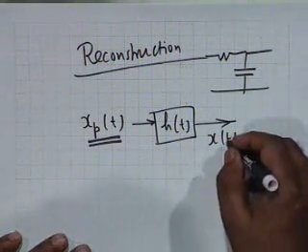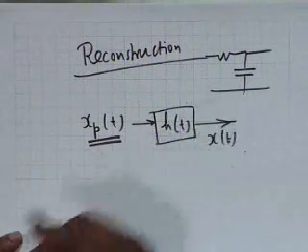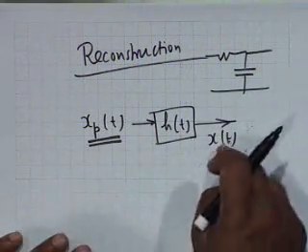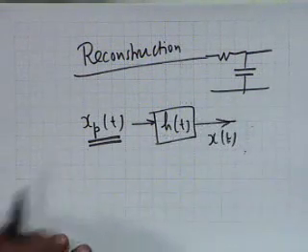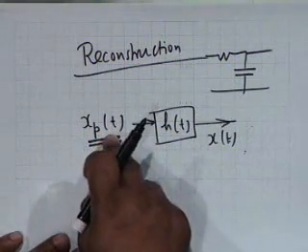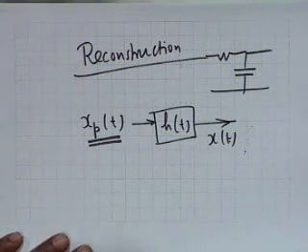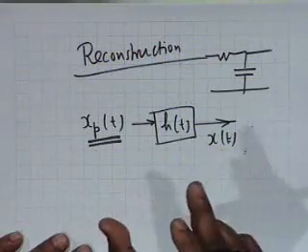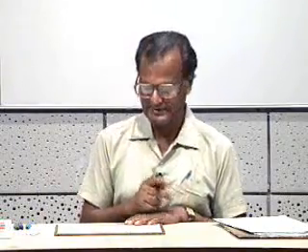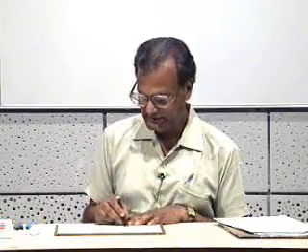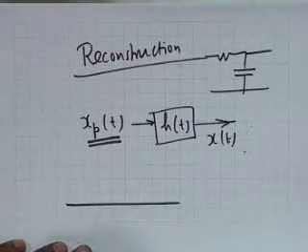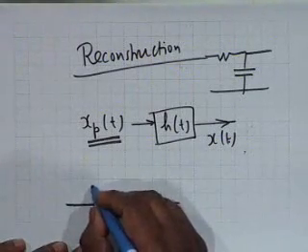That is, we want to relate x of t to h of t, and its sampled version, that is x of nT. We will do that in a moment, but let us look at some of the simpler concepts. That is, suppose we are given a sequence, a sample sequence like this.